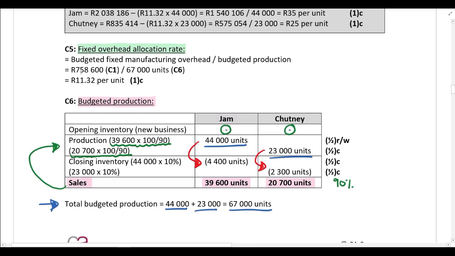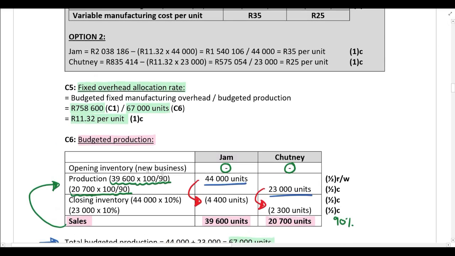All right, so your budgeted fixed manufacturing overhead divided by budgeted production, which we just calculated over here, gives you your fixed overhead allocation rate. It's R11.32 per unit. Then, just take a step back. What are we trying to do over here? Why did we calculate this?